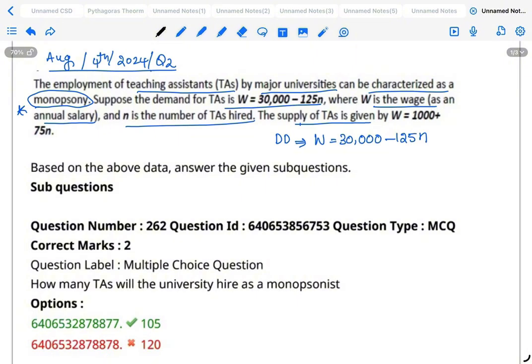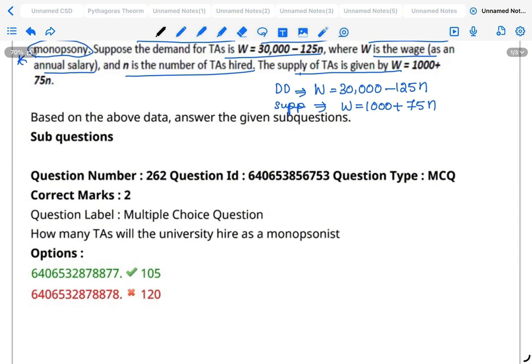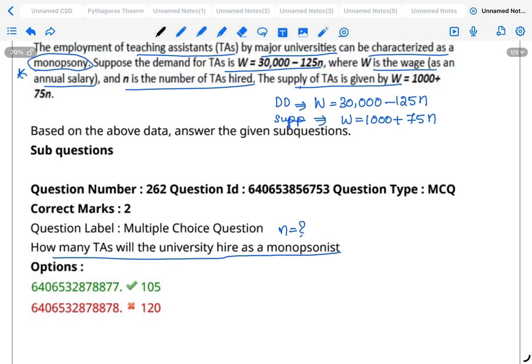The supply function of the TA is given by W = 1000 + 75N. This is the demand function, and this is the supply function. Based on the above data, answer the following questions. How many TAs will the university hire as a monopsonist? That is, find the value of N, which represents the number of TAs hired.